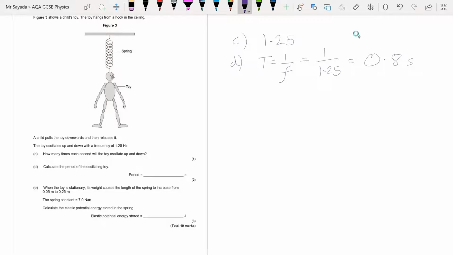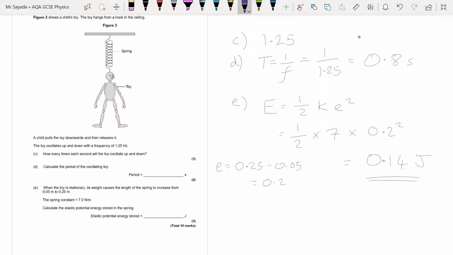For part E, you need to remember the equation for elastic potential energy. Elastic potential energy is half times spring constant times extension squared. You're told in the question that the spring constant is 7. You're told that it increases in length from 0.05 to 0.25. So that means the extension is the change in length, which will be 0.2. Don't forget to put the squared. That's very commonly forgotten. So we're doing a half times 7 times 0.2 squared, which is 0.14 joules.